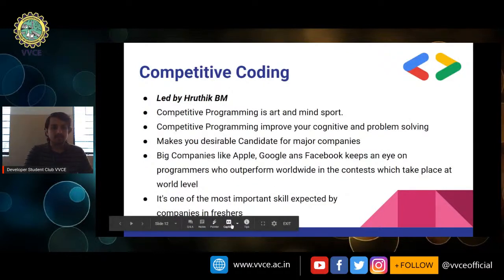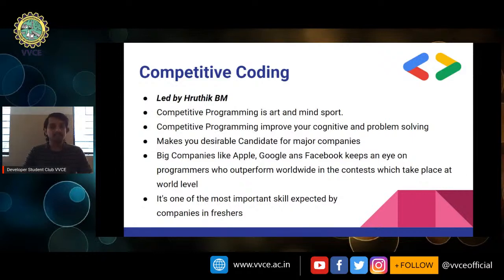Next, we have competitive coding. Competitive coding is actually led by Hrithik BM. Competitive coding is a mind and an art sport. Competitive programming improves your cognitive and problem-solving skills. It makes you a desirable candidate for major companies. Big companies like Apple, Google, and Facebook keep an eye on programmers who outperform worldwide in the contests which take place at the world level.